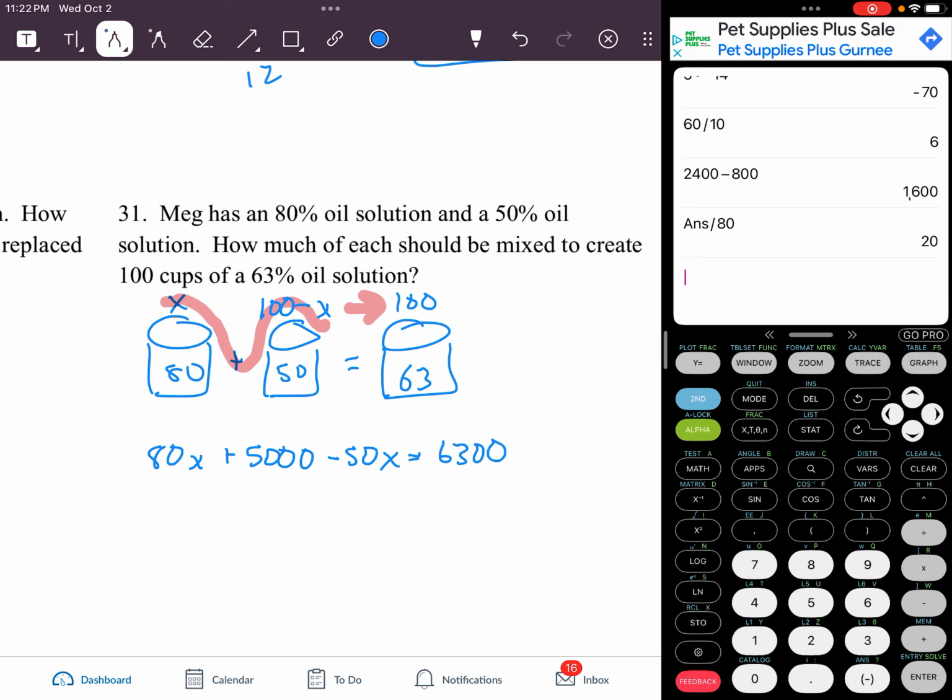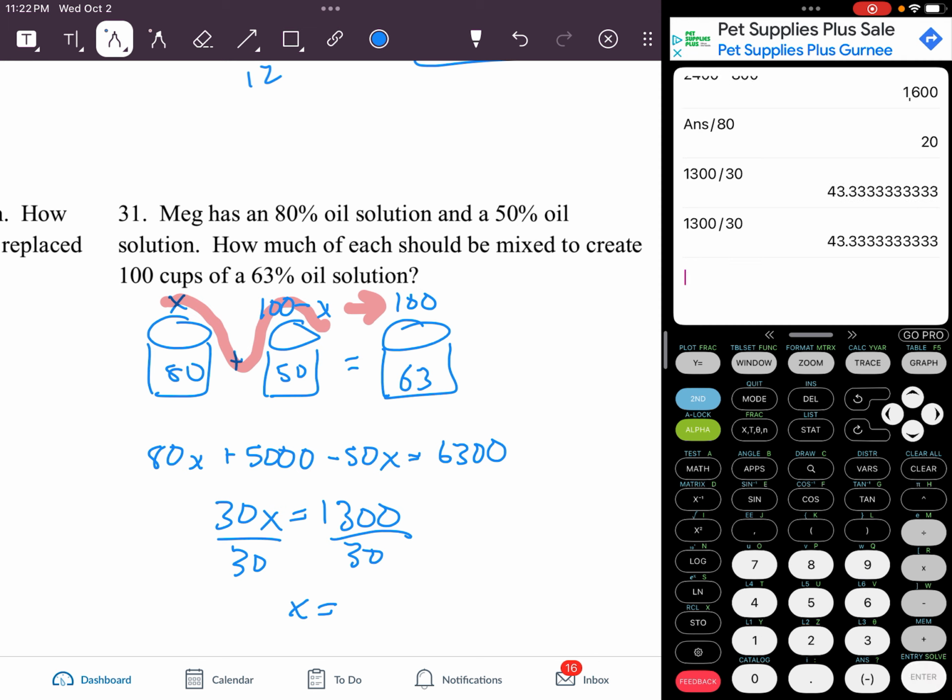So now my equation is done. Combine the like terms to get 30x equals 1,300, and divide by 30. x will equal, let's try this out, it's going to be ugly. Yep. So x will be 43.3.